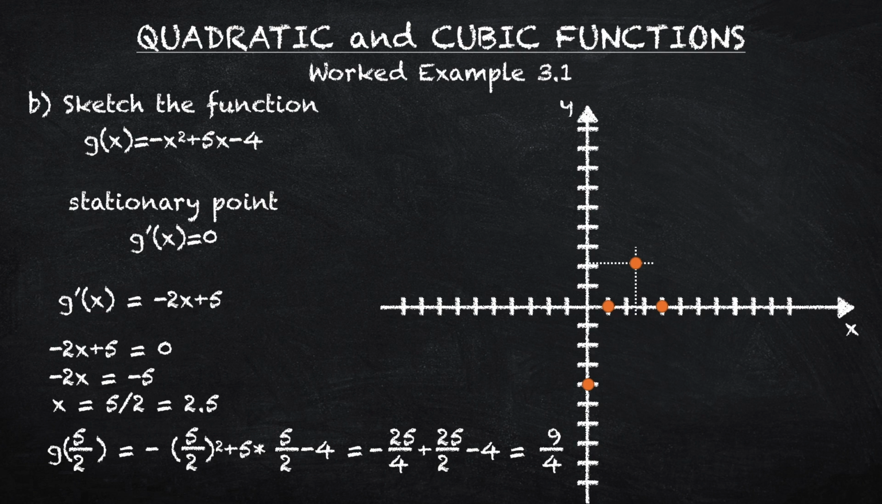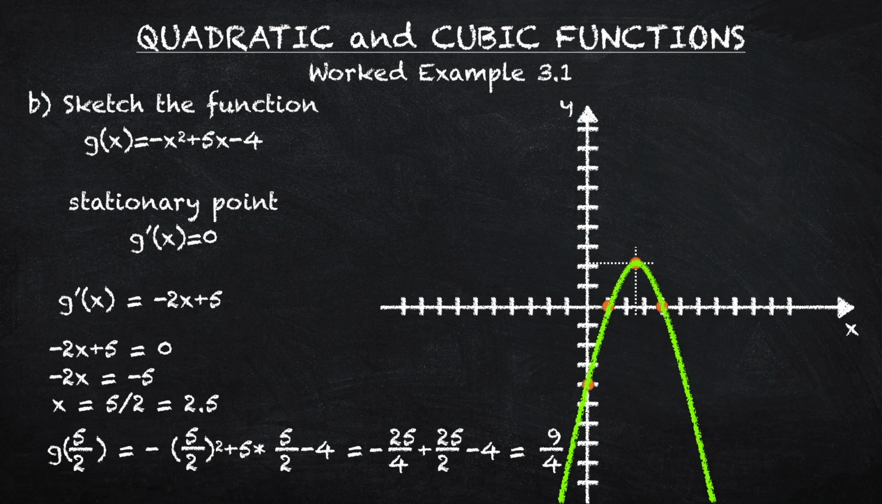The stationary point is also the vertex of the quadratic function. And so now we can draw our function, which is passing through the 4 points that we have found, and this is the green line.